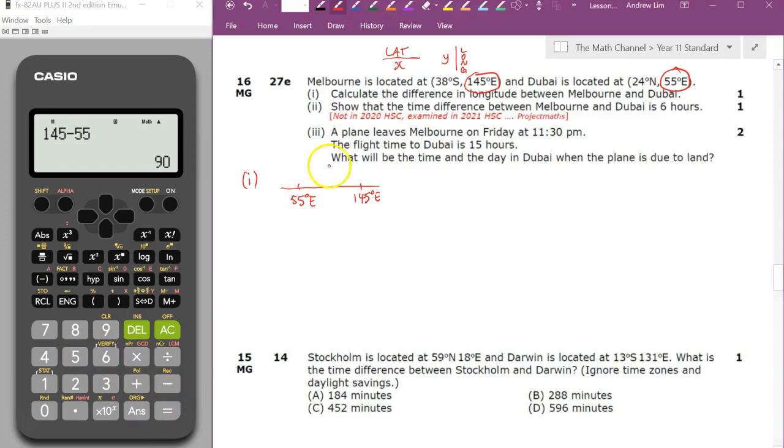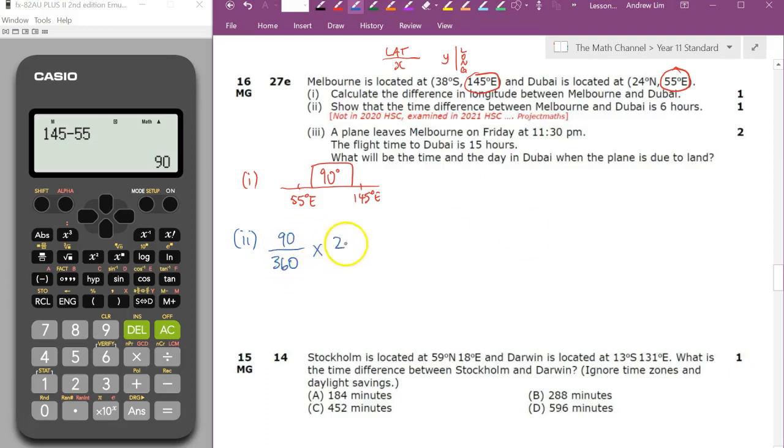That's 90 degrees. Okay, so there's a difference of 90 degrees. I'll just box that. Alright, part 2. Show that the time difference between Melbourne and Dubai is actually 6 hours. So, we know that that's 90 degrees out of 360.